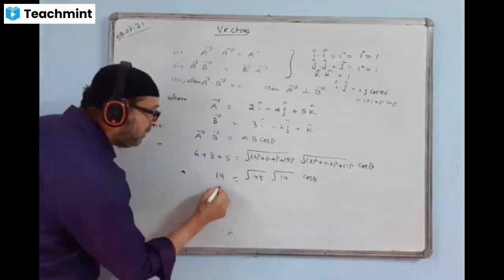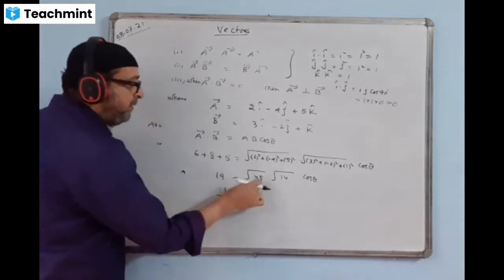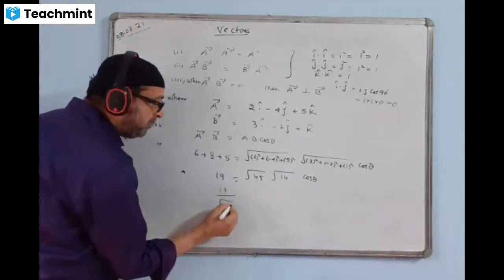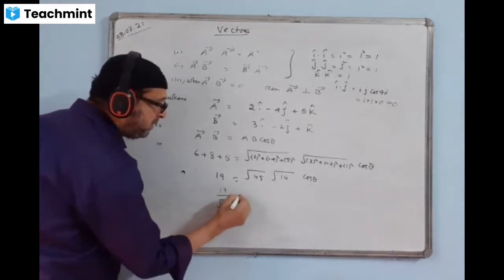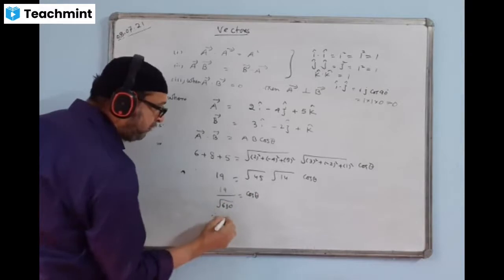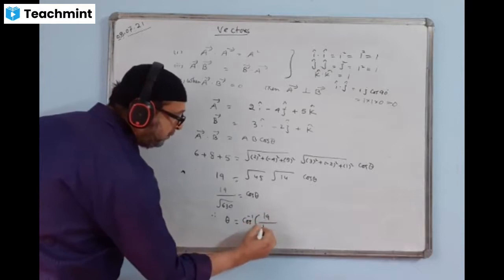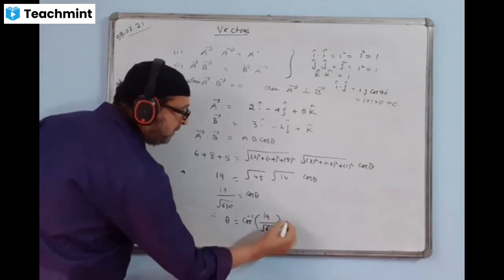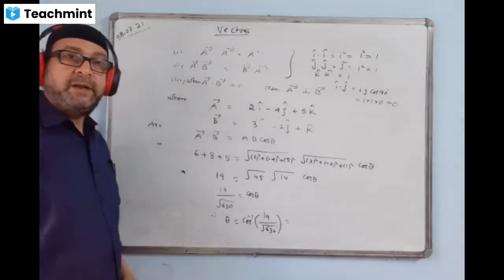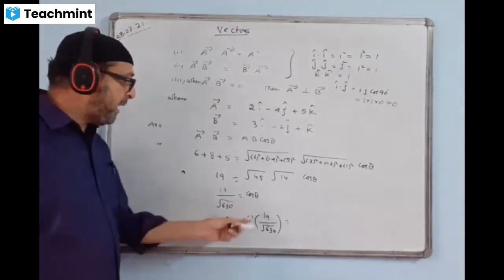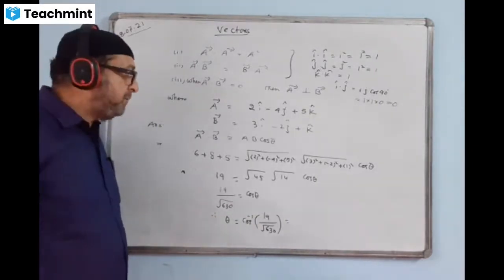This will come down. Here it will come 19 divided by root. I'll write a single root, multiplying these two things, 45 into 14. You can multiply using a calculator. 45 times 14 is 630, that is the value under the root. Therefore, theta will be cos inverse of 19 divided by root 630. Now you can use the calculator and give the answer in degrees. Cos inverse of 19 by root 630. Please find the answer using a calculator, and you get the answer.